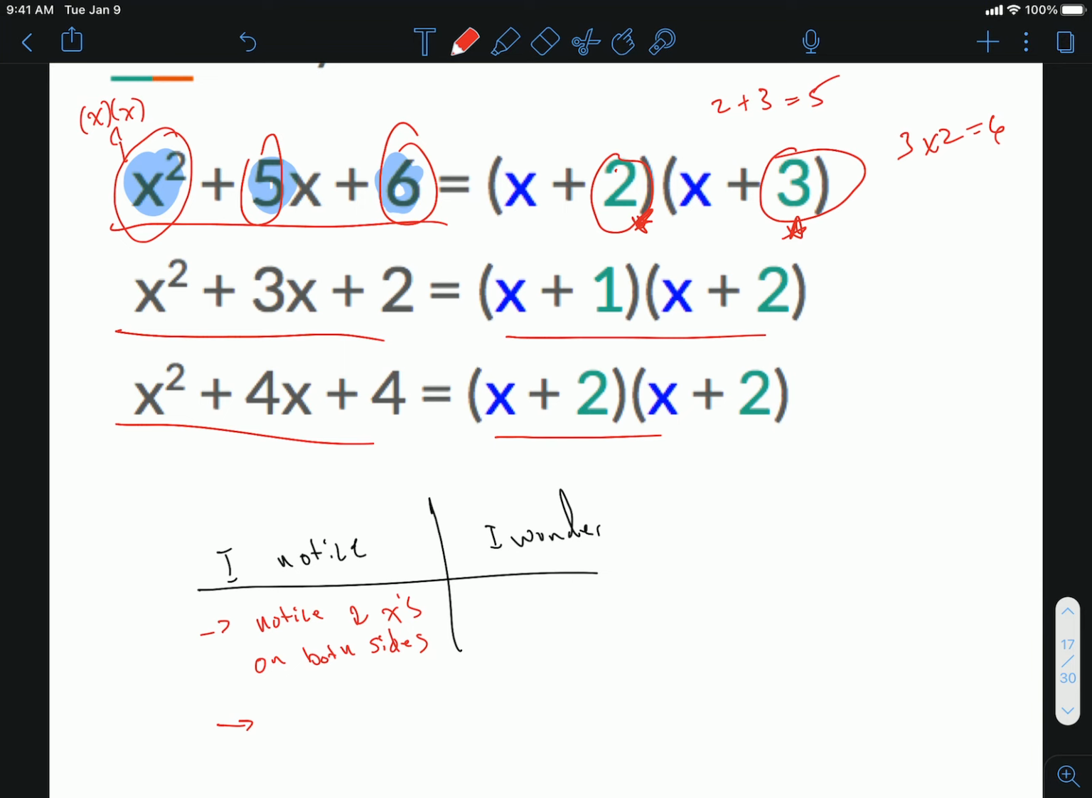And if we go down the page, 1 plus 2 equals 3. 1 times 2 equals 2. 2 plus 2 equals 4. And 2 times 2 equals 4 as well. That's kind of interesting. So what if we could have a way to represent this in terms of math?